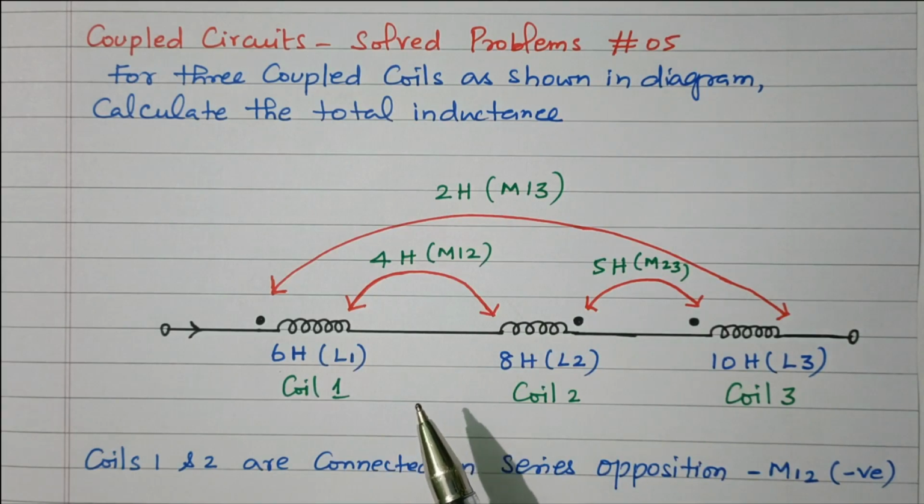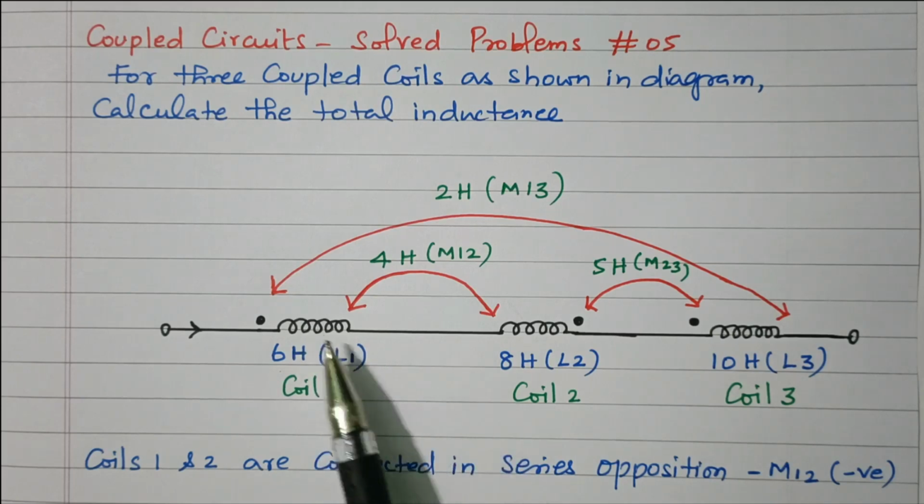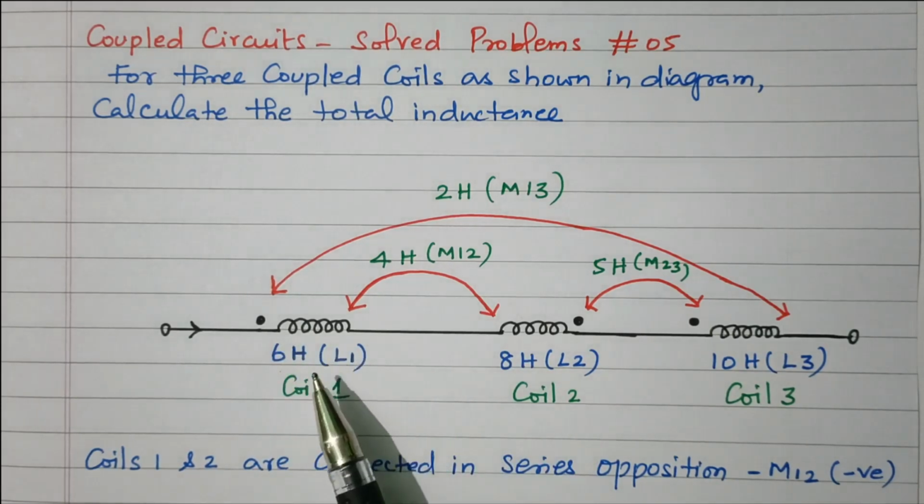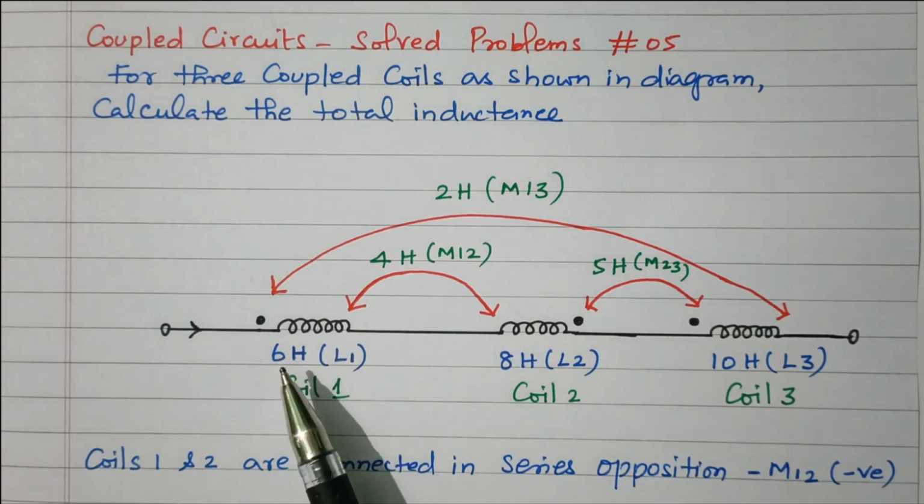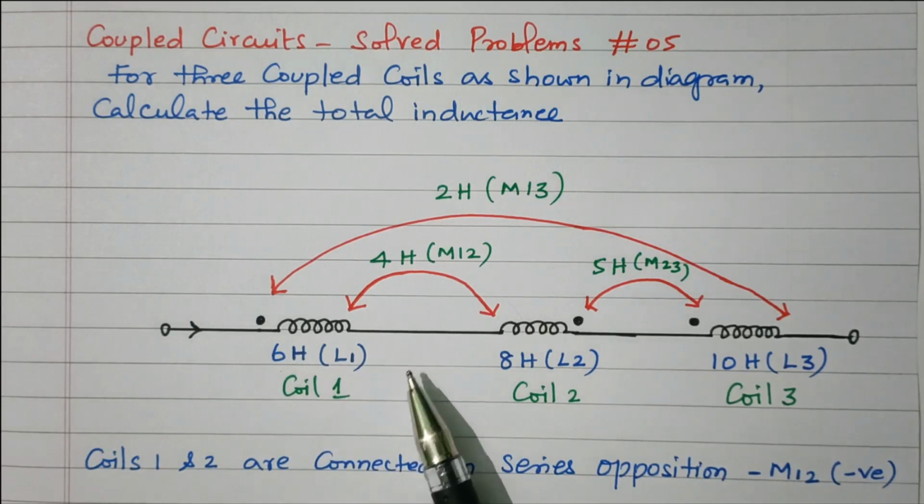Now we know the formula is L1 plus L2 plus 2M or minus 2M. If series aiding, it means plus 2M; series opposition means minus 2M. So now we need to find whether the coils are connected in series with aiding or opposition. First we will take coil 1 and coil 2. That is determined by the dotted end or undotted end, whether the current enters the dotted end or undotted end. From that we can find whether it is series aiding or opposition.